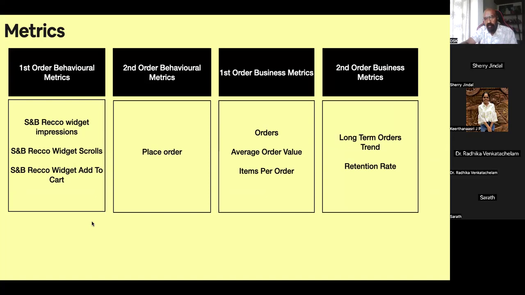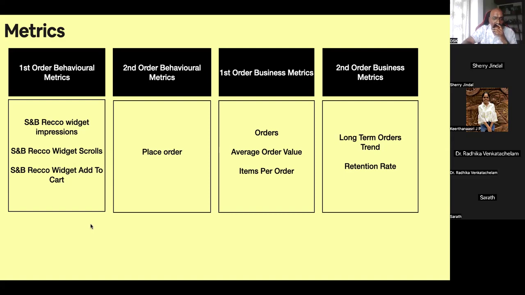In this case, if you notice, I've created 4 types of metrics. The first is first order behavioral metrics. The second is second order behavioral metrics. The third is first order business metrics. And the last is second order business metrics. And I'll explain to you why I have these classifications.